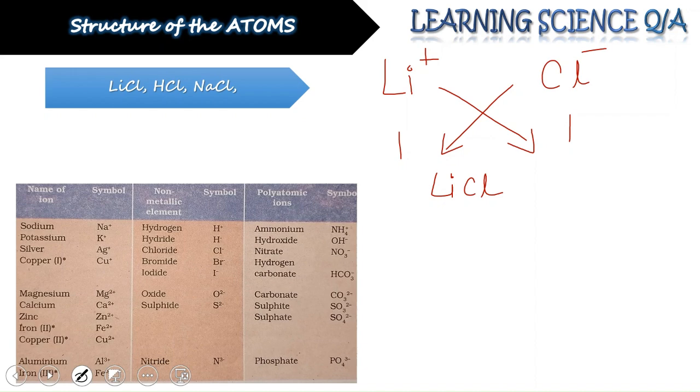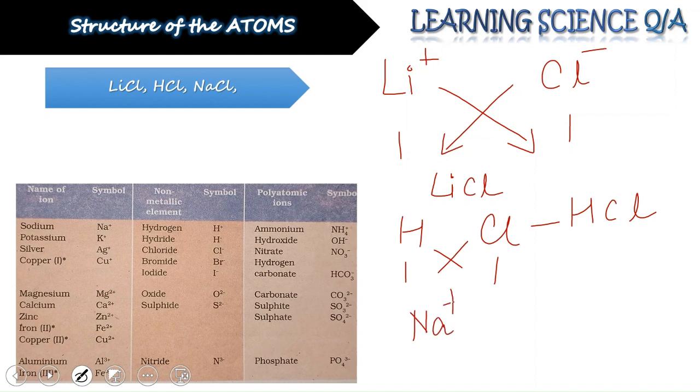The same concept applies for HCl. We have one here and one here, and by combining we get HCl, which is hydrochloride. Exactly in the same way, we have NaCl that can be formed into a compound, Na+ Cl-. Here we have one charge which is plus. Here also we have one charge which is just opposite. By cross multiplying their number of atoms, we get NaCl.